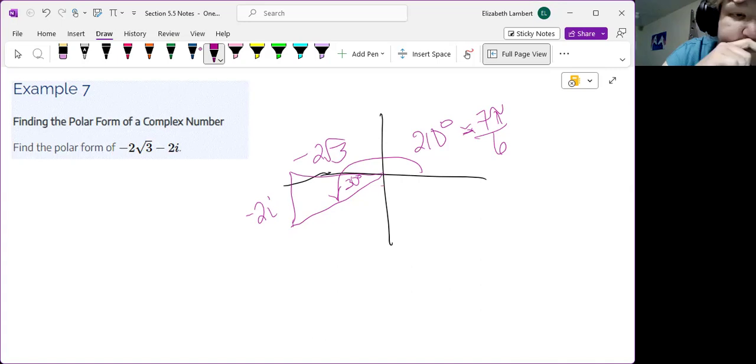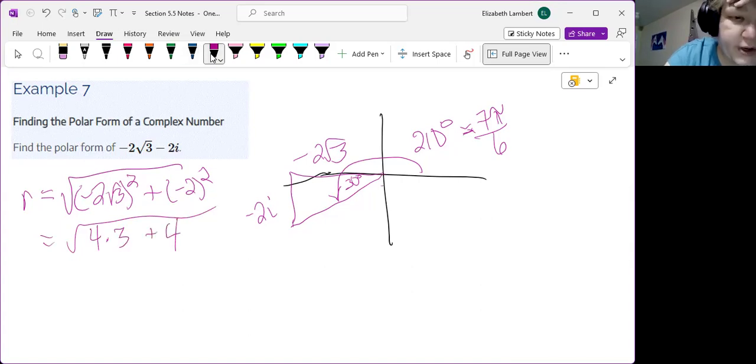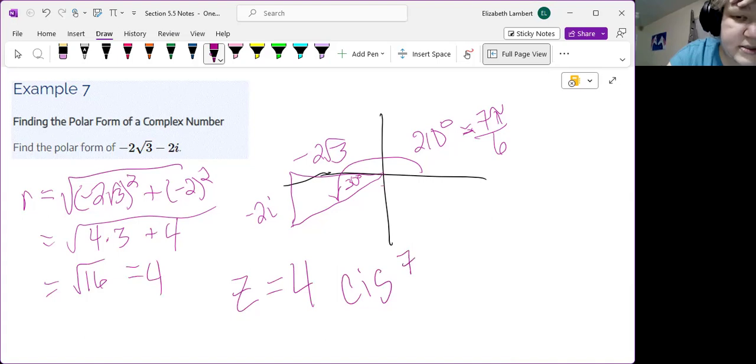All right. So the radius: -2 square root 3 squared plus -2 squared. So this is 4 times 3 plus 4. 12 plus 4 is 16. So our radius is 4. So z is 4 cis 7 pi over 6.